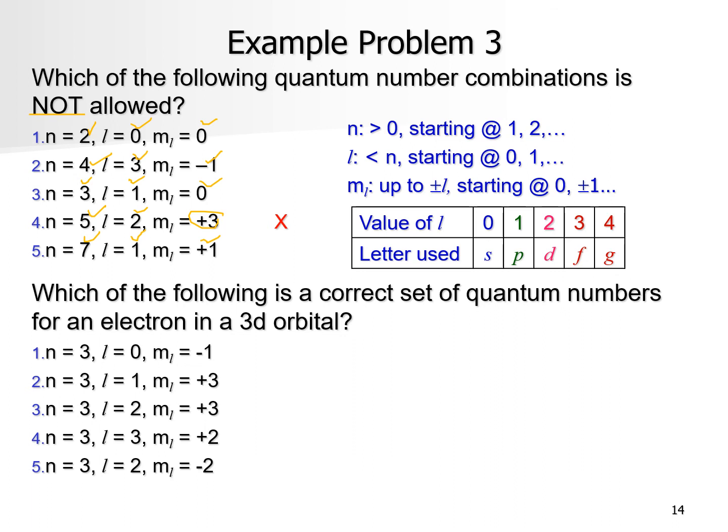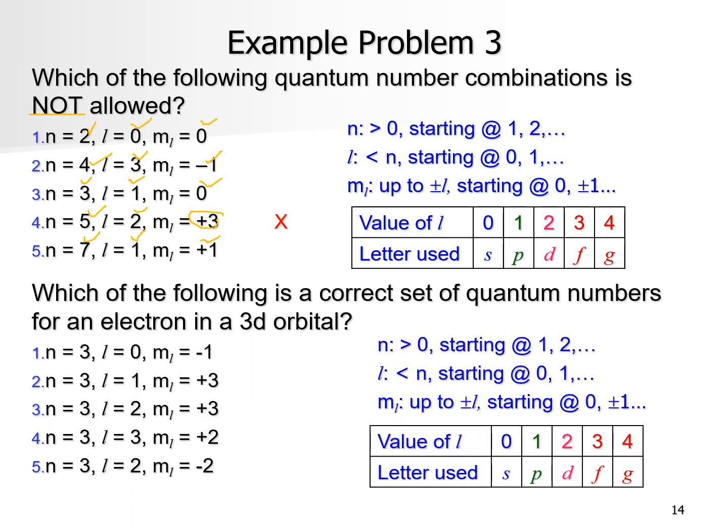Okay, now let's look at the last question in that example problem. The question wants to know what is the set of quantum numbers that is correct for an electron in the 3D orbital. According to the rules we put on the side, 3 means n, right? So we understand 3 is n. D, according to the table here, means L equals 2. So when we look at those choices, all we need to look at is n equals 3, L equals 2.